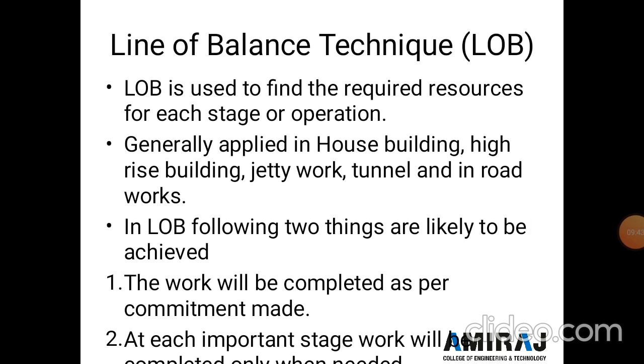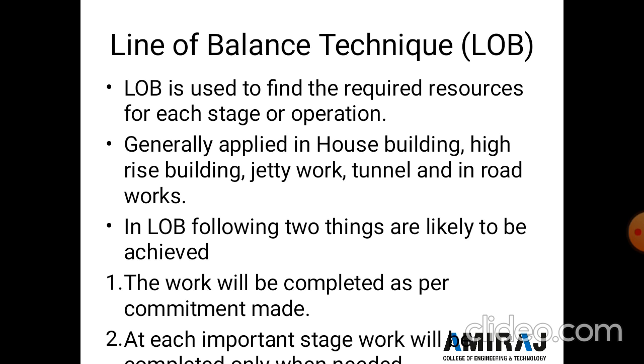Now the next technique is the line of balance technique. LOB is used to find the resources for each stage or operation. LOB is a planning technique for repetitive types of construction work or projects, and it is applied mainly in housing buildings, high-rise buildings, jetty work, tunnels, and in construction of road networks.